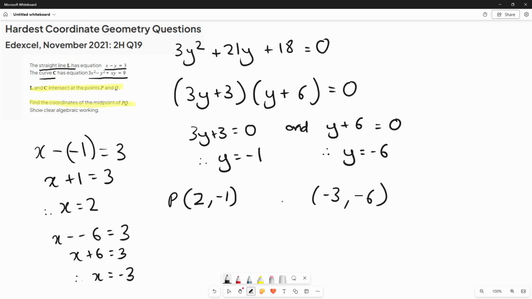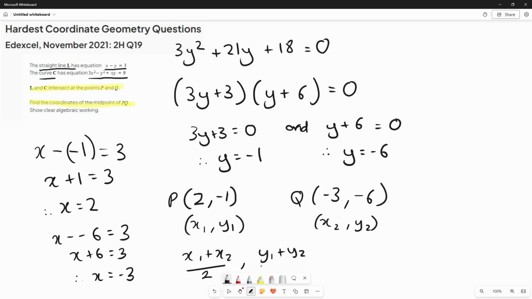Okay, so now we've got the coordinates P and Q. We want to find the midpoint of this set of coordinates. When you're finding the midpoint of any two coordinates, you should remember the rule: we'll call these x1, y1, x2, y2, and you just add them and divide by 2. So we've got x1 plus x2 over 2, y1 plus y2 over 2.